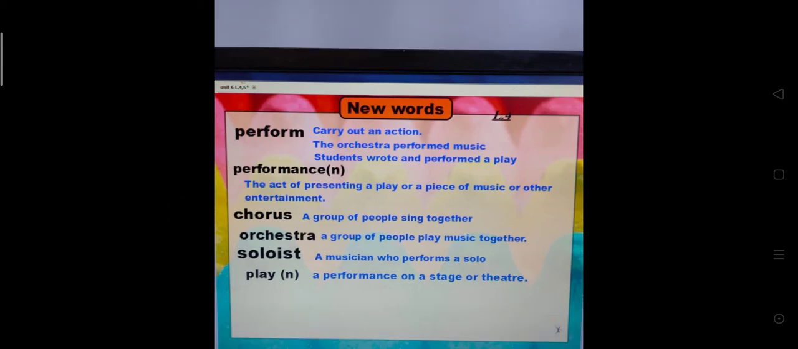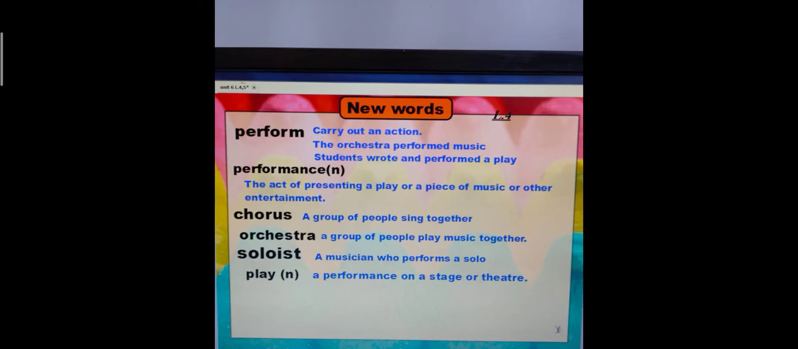Okay, now we have finished lesson 3 and we start lesson 4. We have here some new words and a text or a passage we will talk about, but we have some words first. The first word is perform, and this is a verb. Perform means carry out an action, to do something. The orchestra performed music. Students wrote and performed a play.